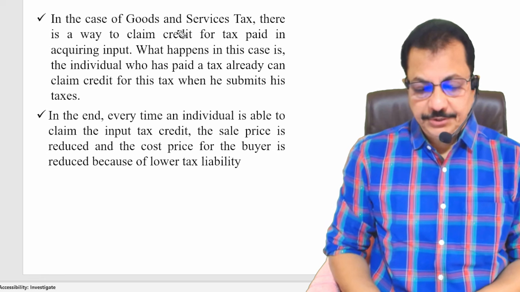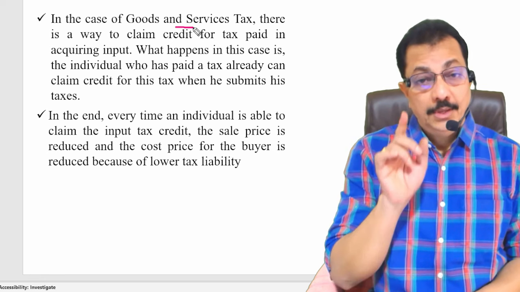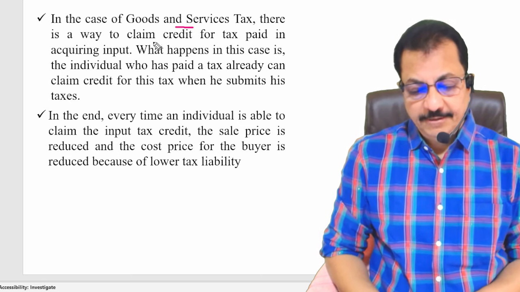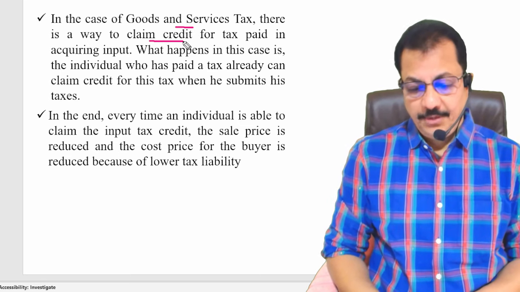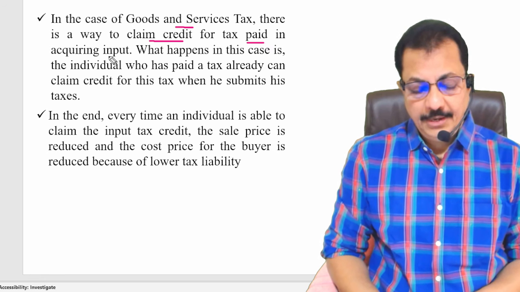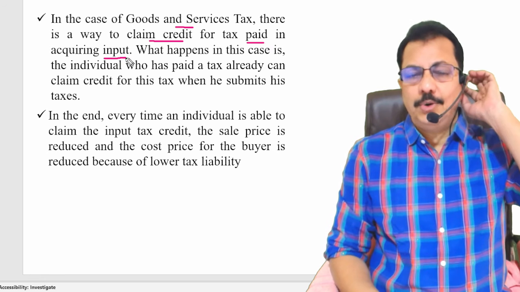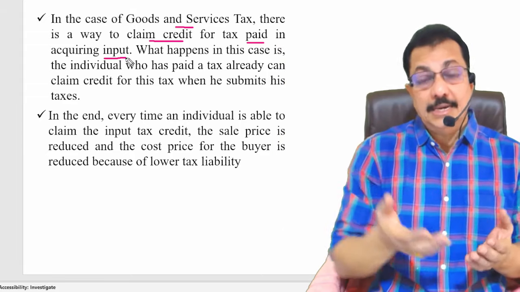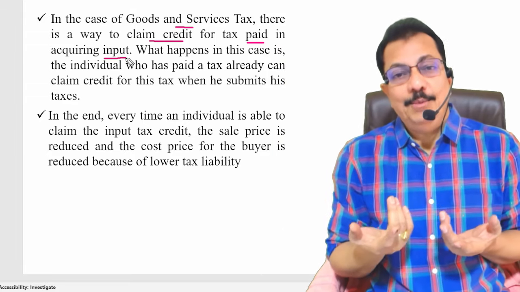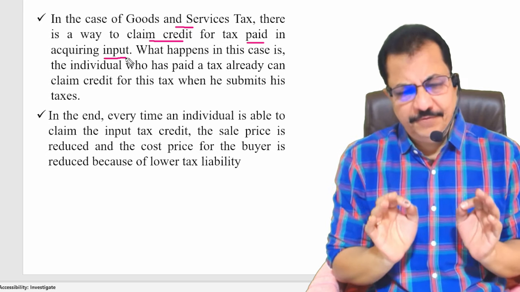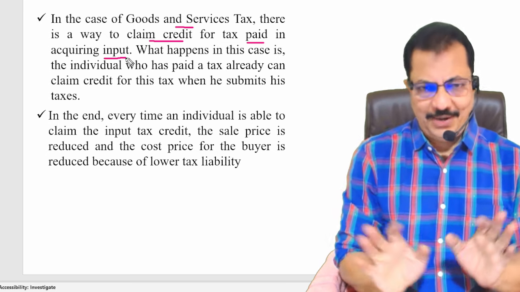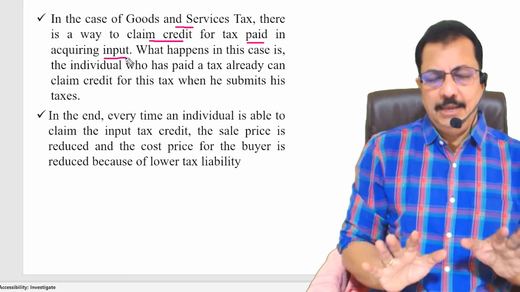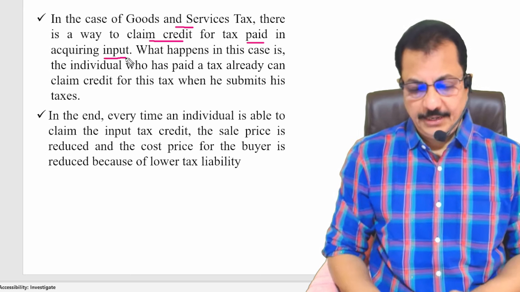In case of GST, I told you input, GST input, right? There is a way to claim credit for the tax paid in acquiring the input. That is called input credit. So whatever has been paid earlier, that can be claimed. How are you claiming this one? How is it happening? Everything is technologically driven, right? You need not do anything manually. Government is following up everything very clearly.